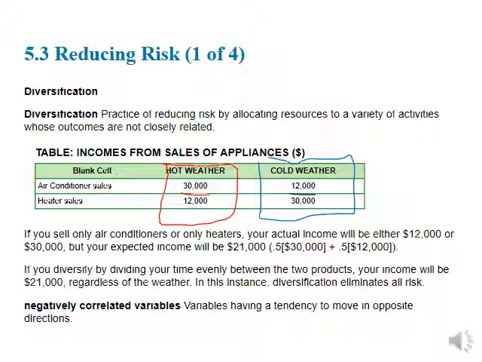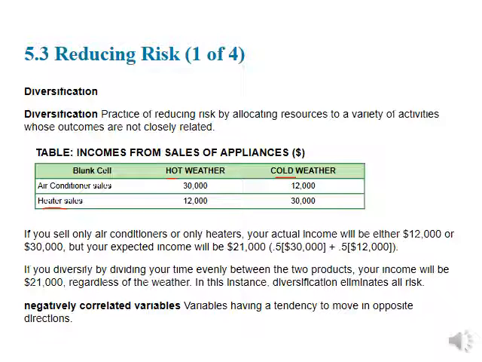Similarly, if the world is cold and you sell heaters, your income will be $30,000. And if the world is hot and you sell heaters, your income will be $12,000. Put differently, if you sell only one, your income will be either $12,000 or $30,000. Either you sell only air conditioners and it's either hot or cold, or you sell only heaters and it's either hot or cold. We can only be in one state of the world or the other, the hot world or the cold world.